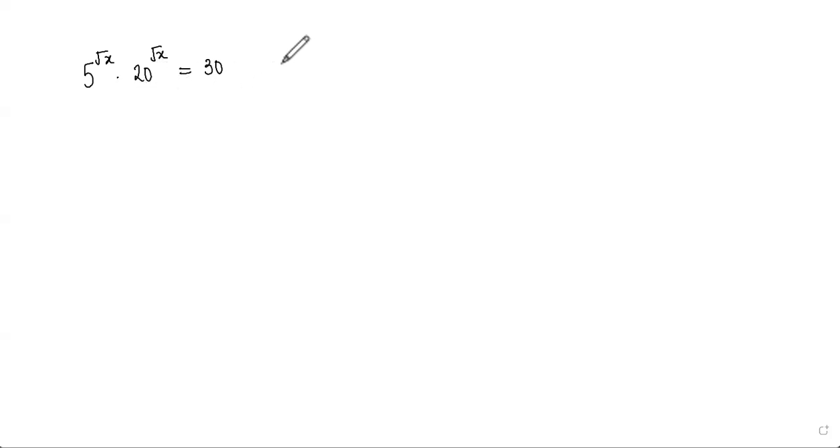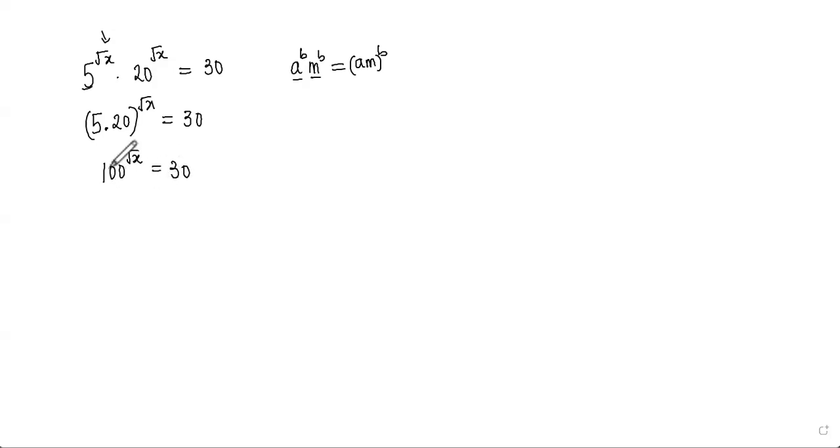Now, first thing I want you to remember is if I have a to the b and I have m to the b, you can see these bases both have the same power b. I can further express these as am all to the b. So you can see 5 here is having root x and 20 is having root x. So I can go ahead and say this is 5 times 20 all to the root x, and that is equal to 30. Perfect. So 5 times 20 is 100. So we have 100 to the root x is equal to 30.